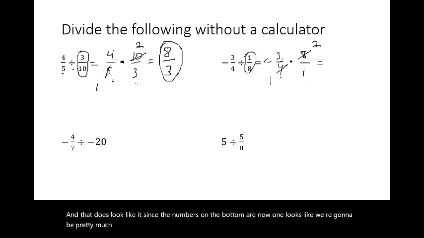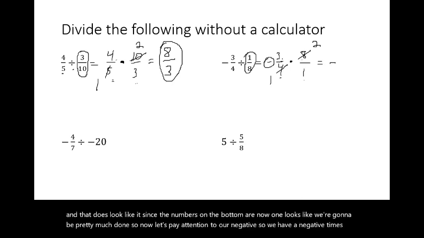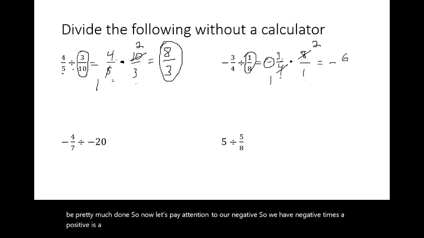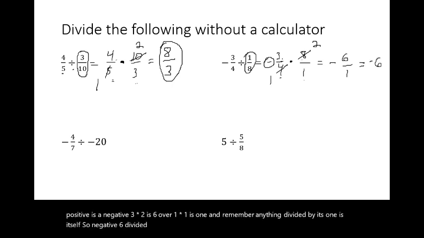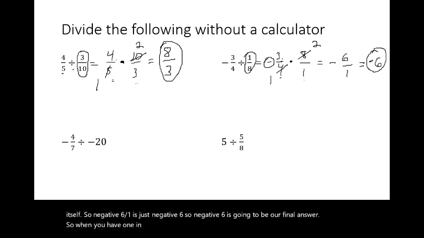So now let's pay attention to our negatives. So we have a negative times a positive is a negative. 3 times 2 is 6. Over 1 times 1 is 1. And remember, anything divided by 1 is itself. So negative 6 divided by 1 is just negative 6. So negative 6 is going to be our final answer. So when you have a 1 in the denominator, you can just basically get rid of it, because anything divided by 1 is just itself.